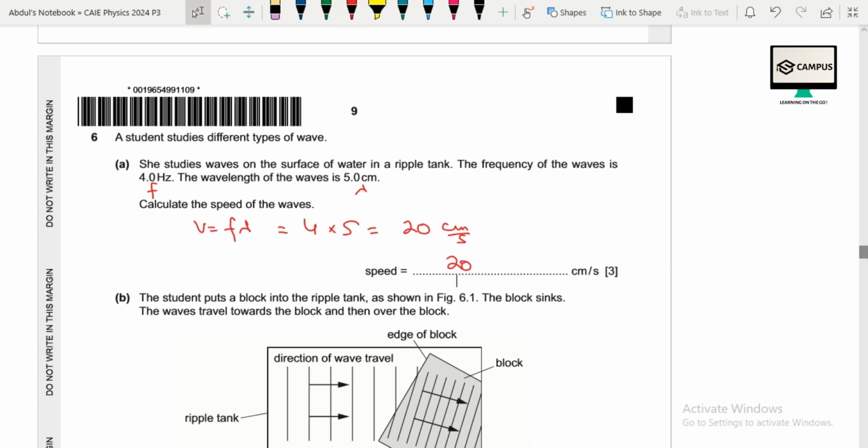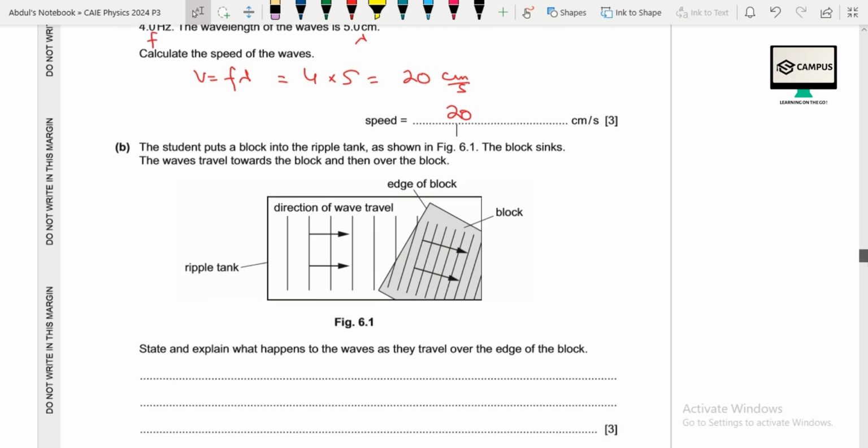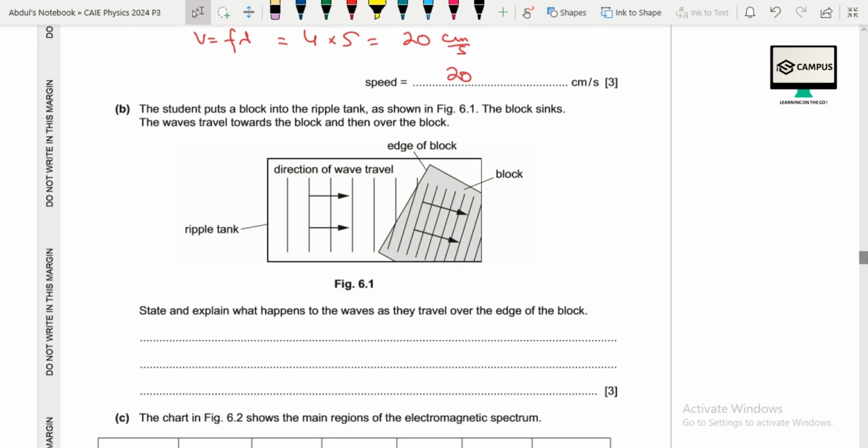Moving on to part B of the question. The student puts a block into the ripple tank as shown in figure 6.1. All right, so the block sinks, the waves travel towards the block and then over the block. State and explain what happens to the waves as they travel over the edge of the block. So it's a 3-mark question.